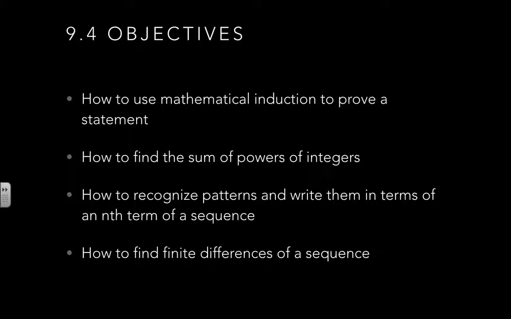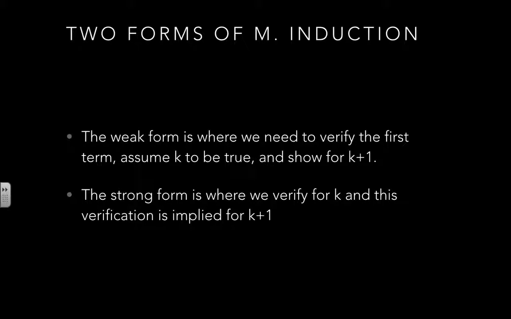So in mathematical induction, as I've mentioned before, the idea is kind of a chain reaction. We're trying to show something to be the case. We show it for one, then we assume it for another, and then afterwards we try to prove it for the last half of it. We have two forms of mathematical induction: weak form and strong form. The weak form is where we verify the first term, we assume k to be true, and we show it for k plus 1. The strong form is where we verify for k, and we prove it. This verification implies it for k plus 1, and we'll talk more about that in detail later.